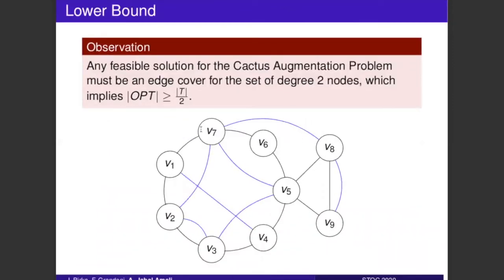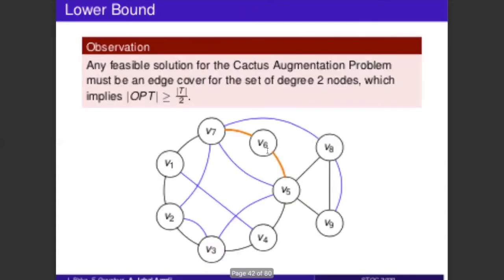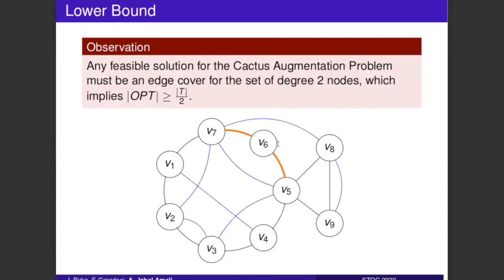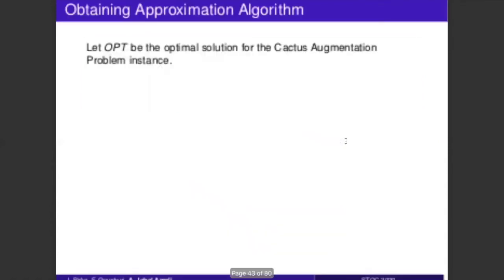So if you consider any feasible solution for the cactus augmentation problem, note that this must be an edge cover for the set of degree 2 nodes. The reason is that in the end, we want to obtain a 3-edge connected graph. So this implies that the size of opt is at least the size of T divided by 2. For instance, if you look at this example, you can see that V6 is not covered by the links. So if we remove these 2 edges incident to V6, the graph becomes disconnected. So this is not a feasible solution.